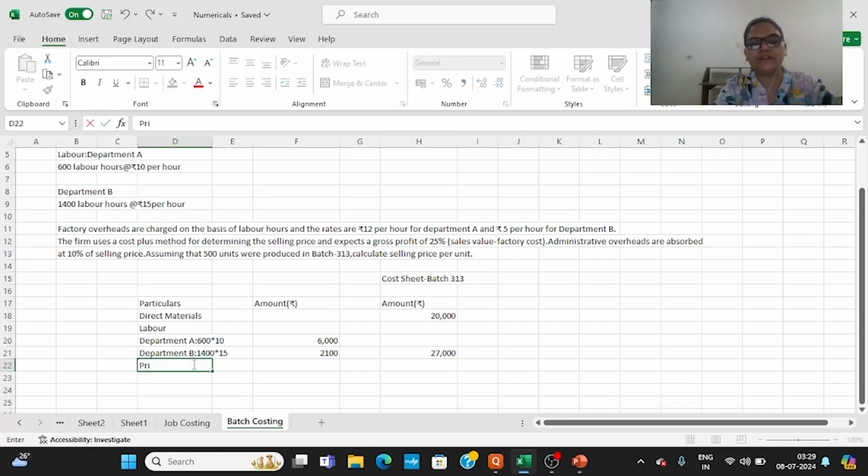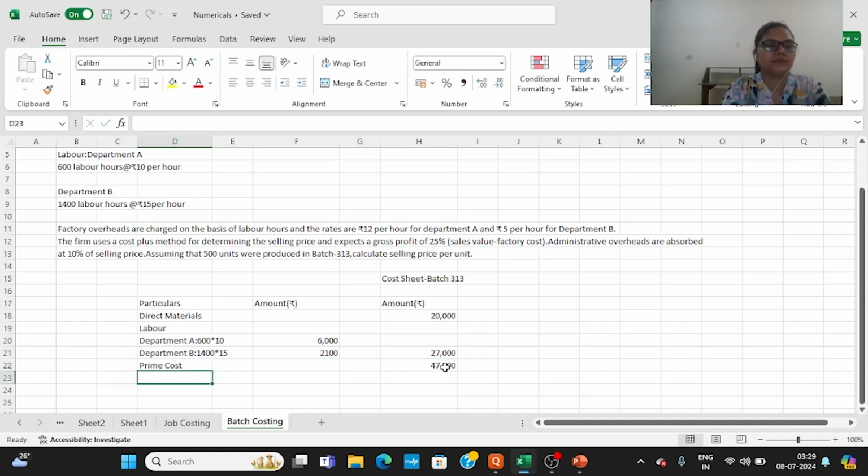As usual, whenever we are preparing any cost sheet or cost statement, we have to calculate prime cost, factory cost, selling cost and all. So prime cost is 20,000 plus 27,000, which is 47,000.